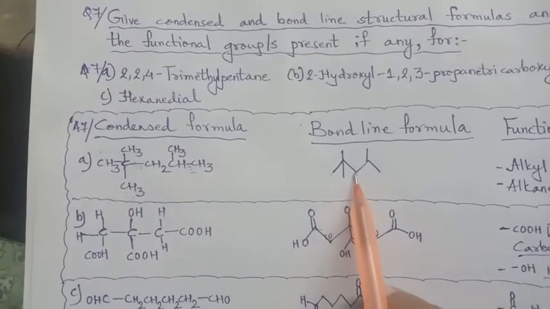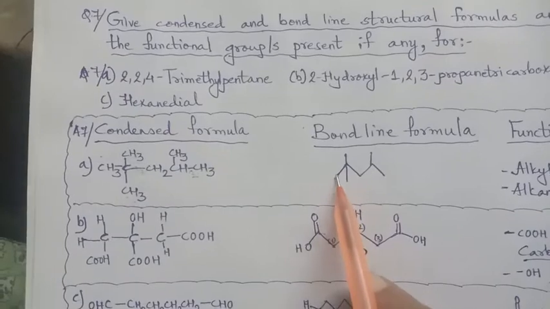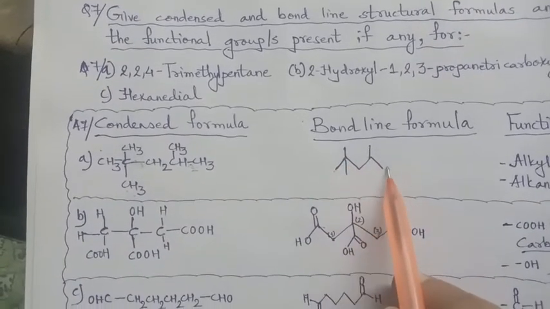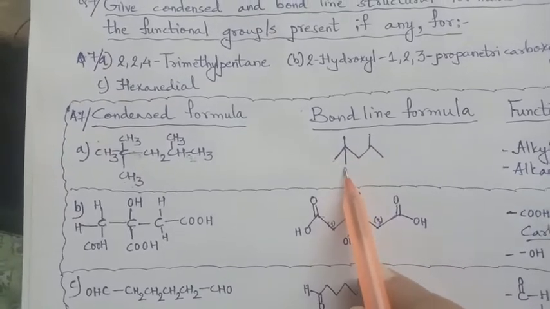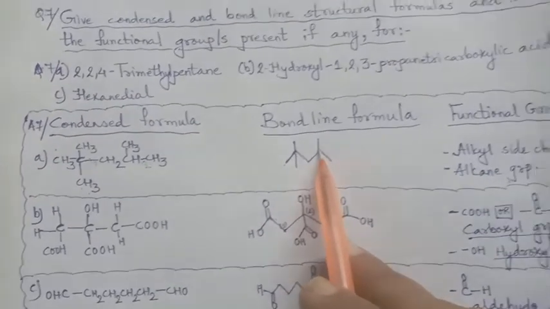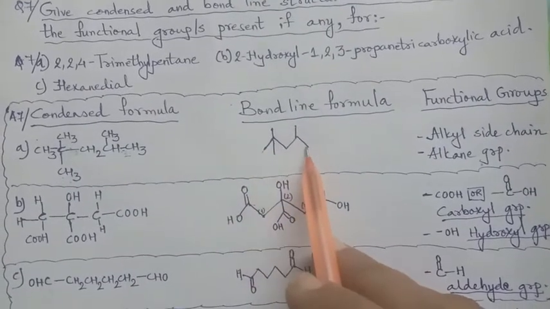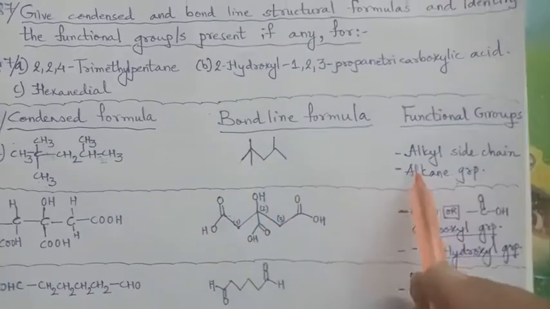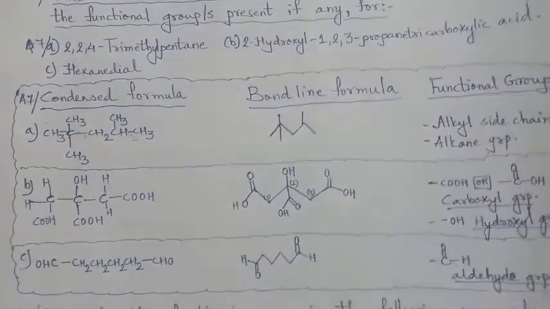Here what we have to do, we have to write its bond line. So 1, 2, 3, 4, 5 pentane, and on second carbon 1 and 1 more, 2 methyl attachments, on fourth carbon 1 more methyl attachment. Here no double bond is there, so parent chain consists of alkane group and side chain are alkyl group.